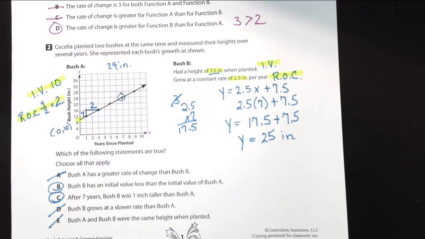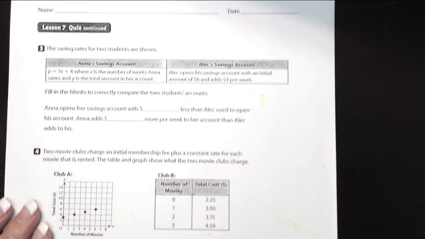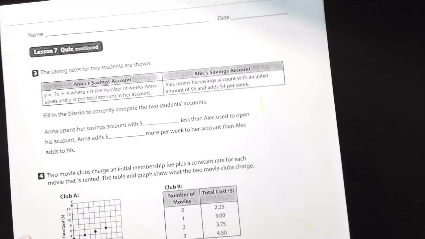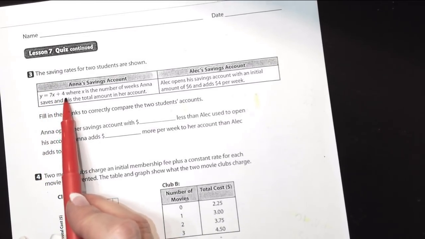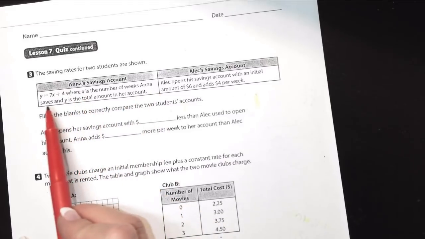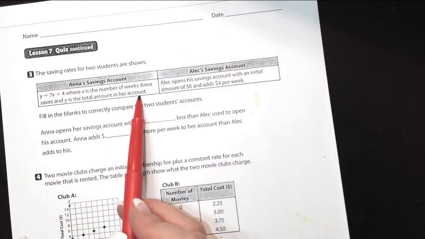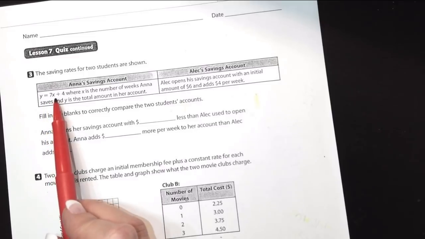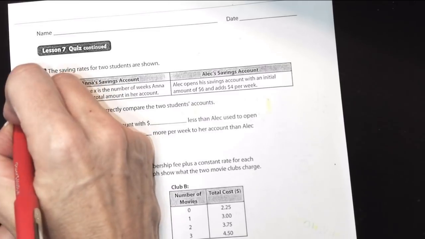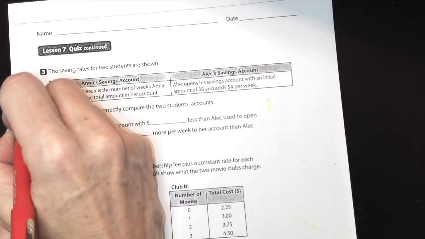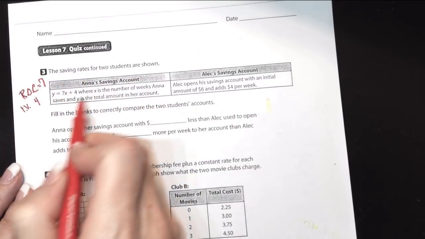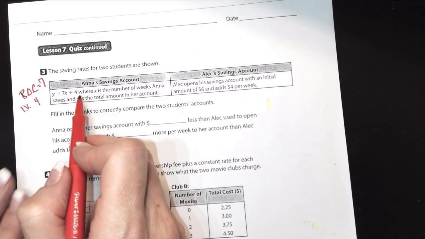All right, moving on to the back side. All right, number 3, it says the savings rate for 2 students are shown. Anna's savings account is y equals 7x plus 4, where x is the number of weeks Anna saves and y is the total amount in her account. So let's just look at Anna's before we even leave. That 7x is 7 per week. So $7 per week is her rate of change because it's my coefficient of x. And her initial value is 4. That's what she started her account with. That plus or minus number is where she started.